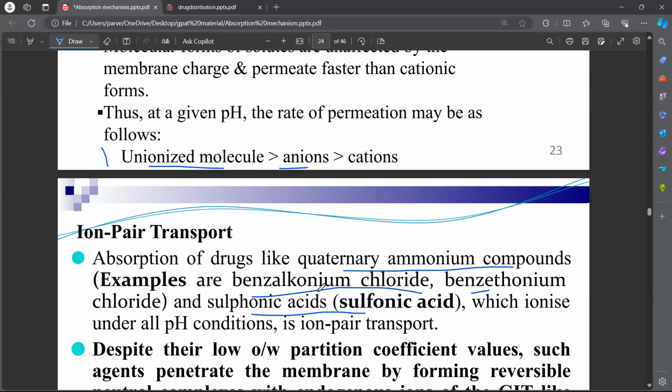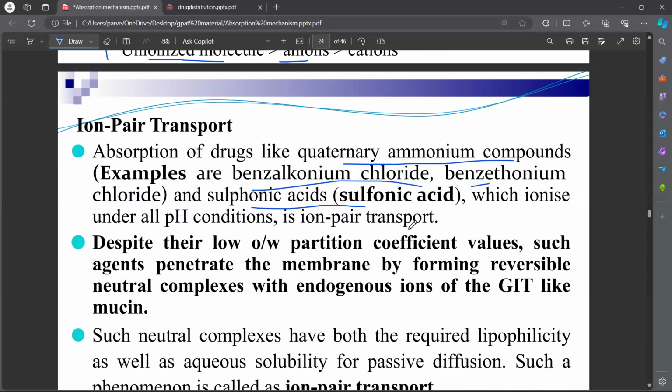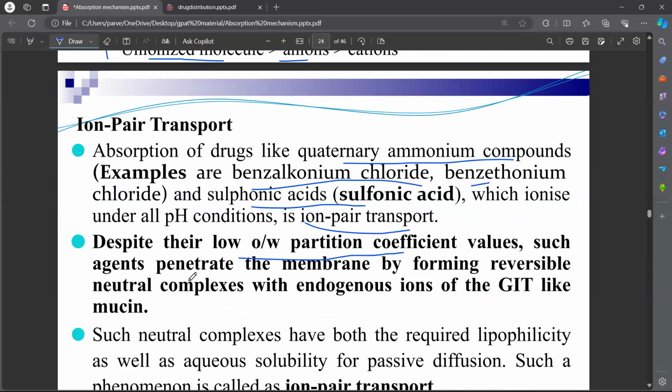So basically, this compound gets ionized at all pH, by which these are prone to ion pair transport. Despite their low partition coefficient values, such agents penetrate the membrane by forming reversible neutral complexes with the endogenous ions.